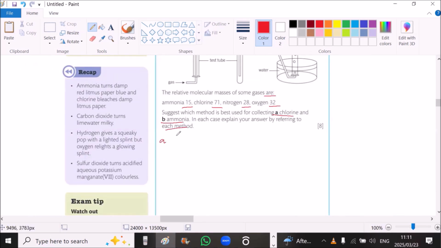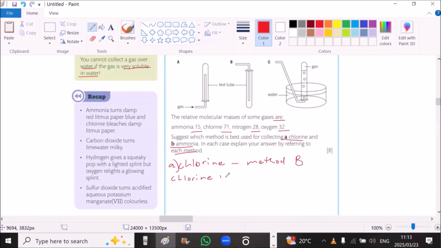So A, chlorine, we use method B because chlorine is denser than oxygen and nitrogen, which are the main constituents of air. So chlorine has a relative atomic mass of 71, which is greater than nitrogen and oxygen. So it will sink to the bottom, so it can be collected easily. If we use this method, chlorine would go down and out of the collecting tube.